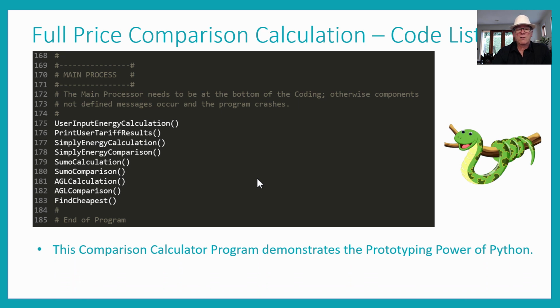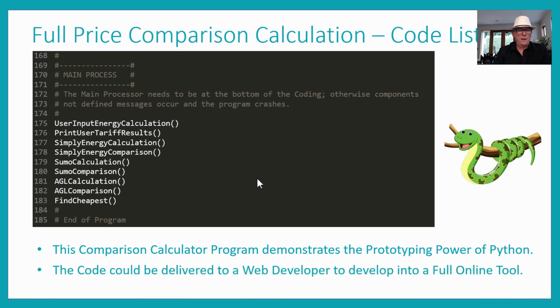Okay, so the comparison calculator, this demonstrates the power of prototyping in Python. We were just able to start a little program in Python to work out how much it costs to run an appliance, and then we were able to expand that out to a whole compare the market program. So the code could now be delivered to a web developer who could put a nice front-end screen onto this, so that this could be an online app where people actually log in and put in their current cost, put in their appliance.